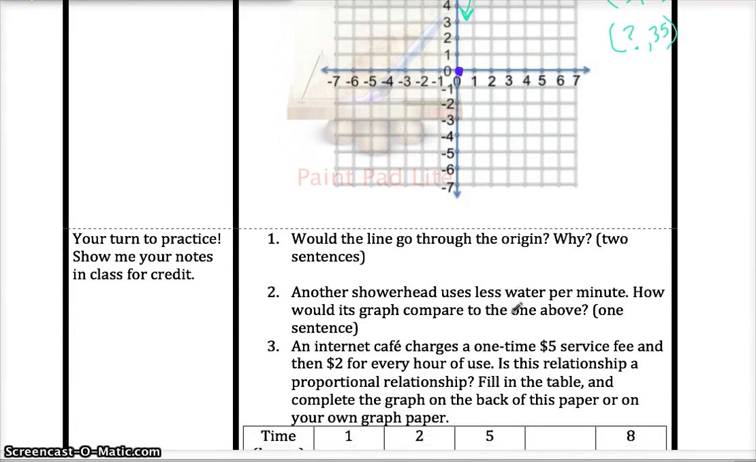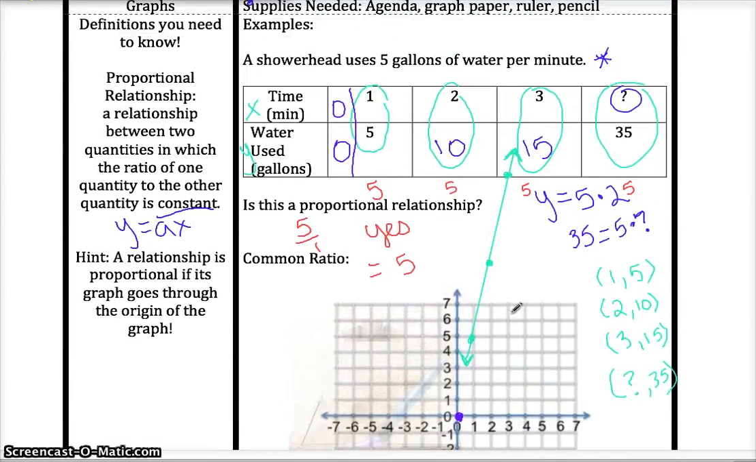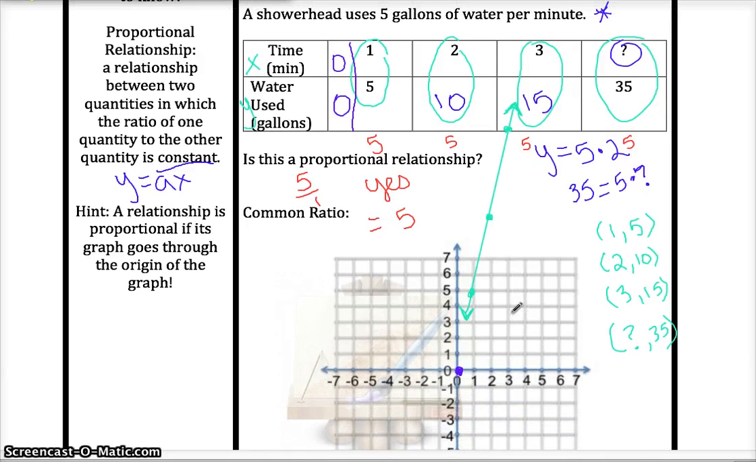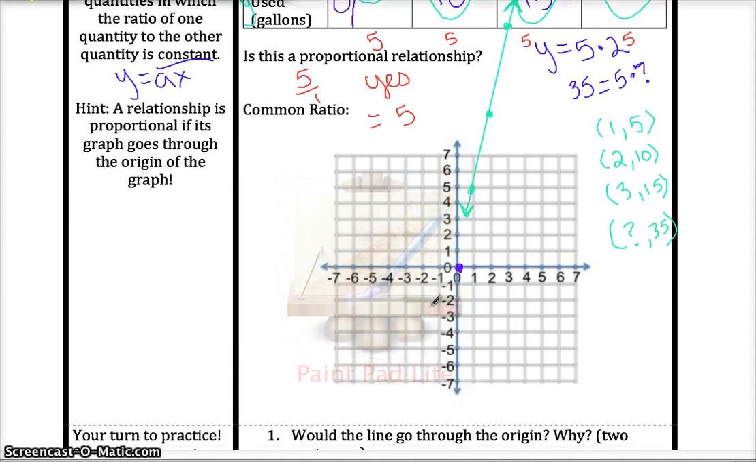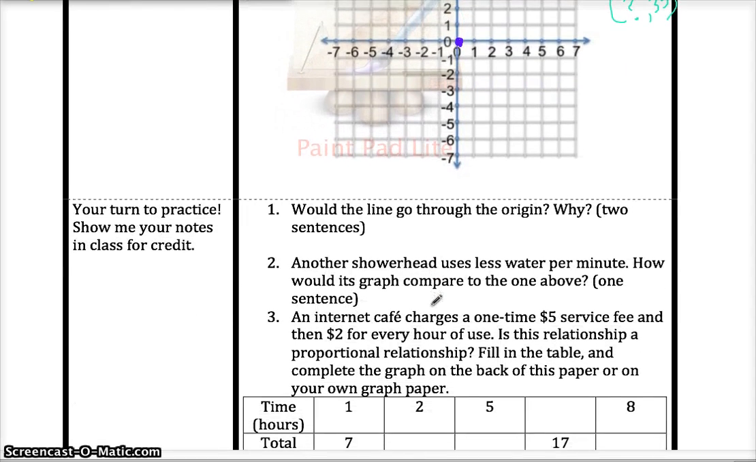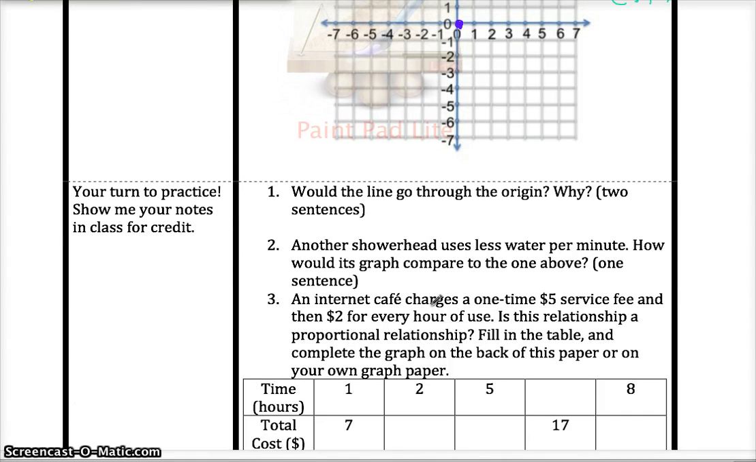And then number 3 is the same exact type of problem that we did up above. So if you struggle with number 3, please go back and watch this video again to figure out how to solve number 3. But it's saying that an internet cafe charges a one-time $5 service fee and then $2 for every additional hour of use. So they're saying, is this relationship a proportional relationship? If so, fill in the table and then complete the graph on the back of this paper or on your own graph paper. So here's the table that I provided.